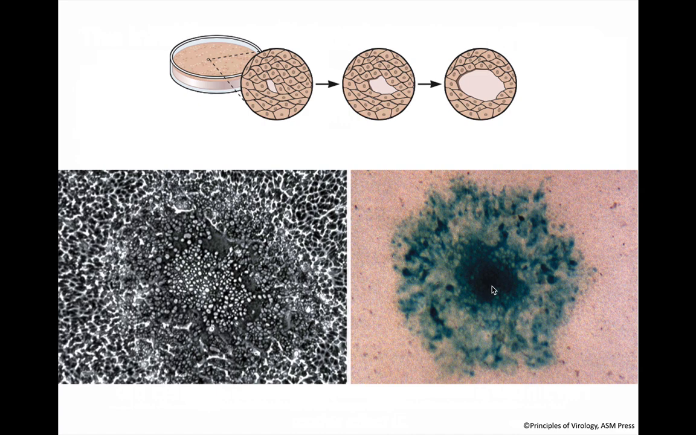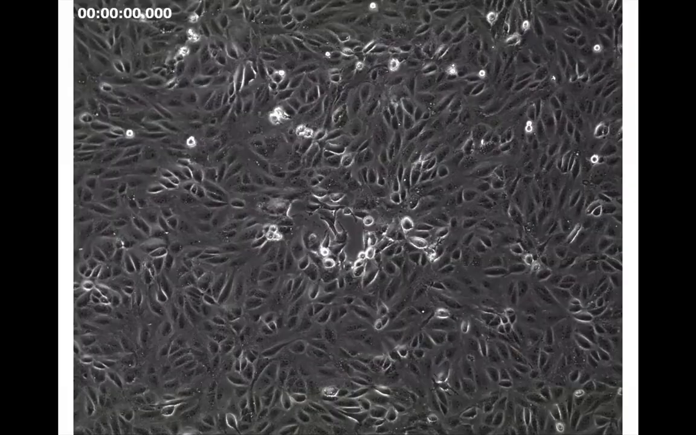This is a virus in which we've inserted a gene encoding an enzyme that will convert a chemical to a blue substrate. So after letting the virus infect cells for a while, we can stain the monolayer with the substrate. And you can see this is a plaque formed by the virus. There's a little bit of cytopathic effect in the middle, but you can detect the plaque very easily by the blue color, which is again made by the enzyme produced by the virus.